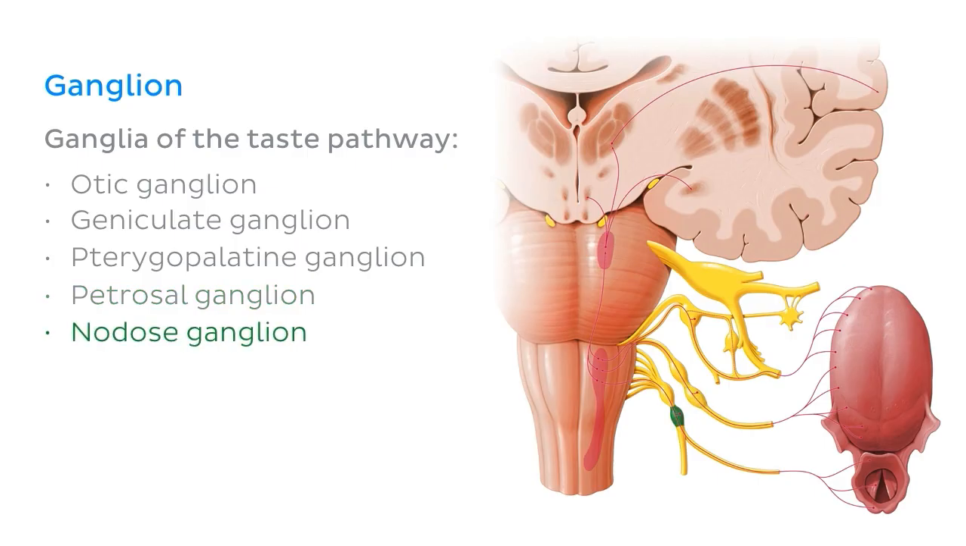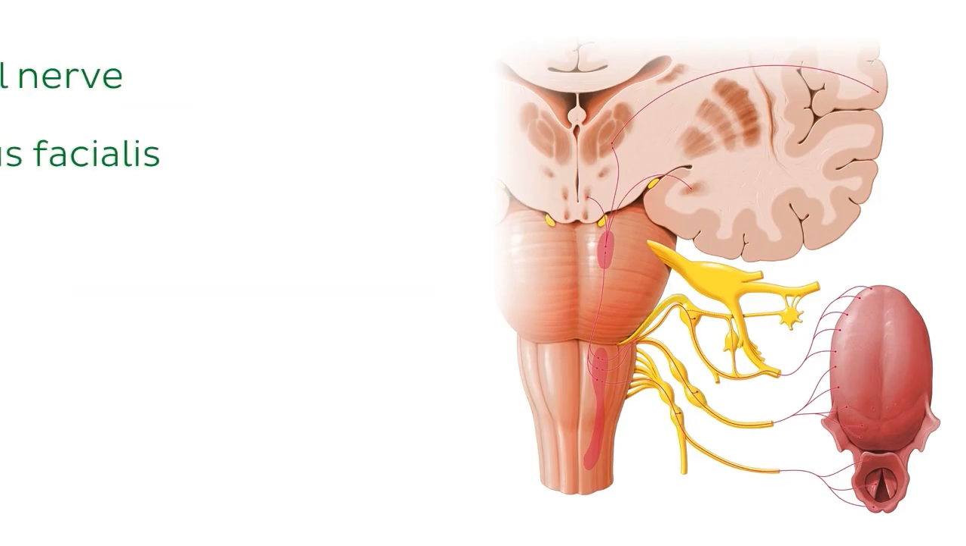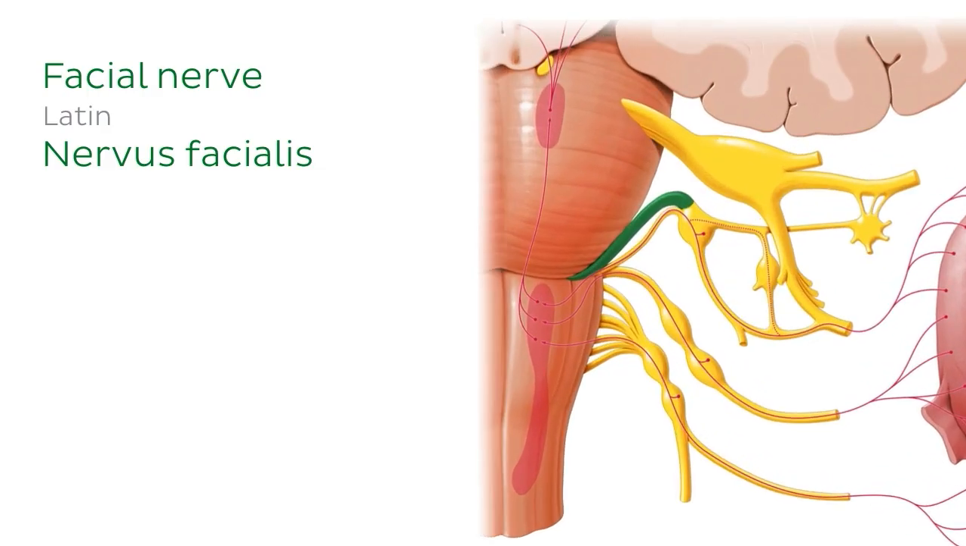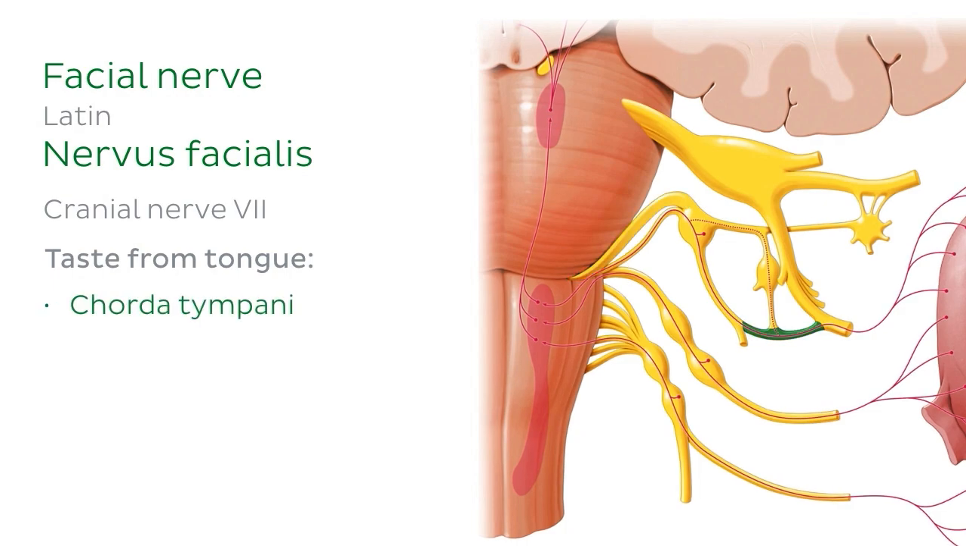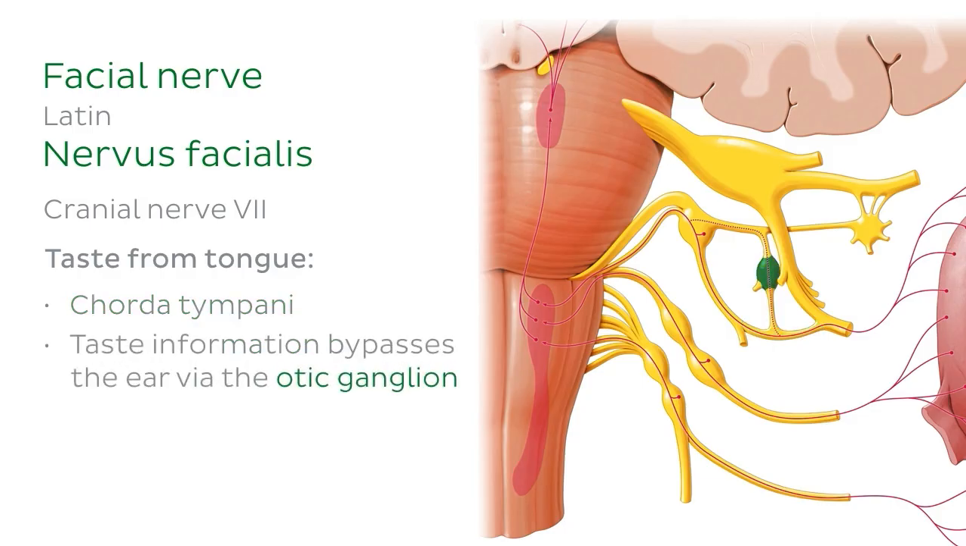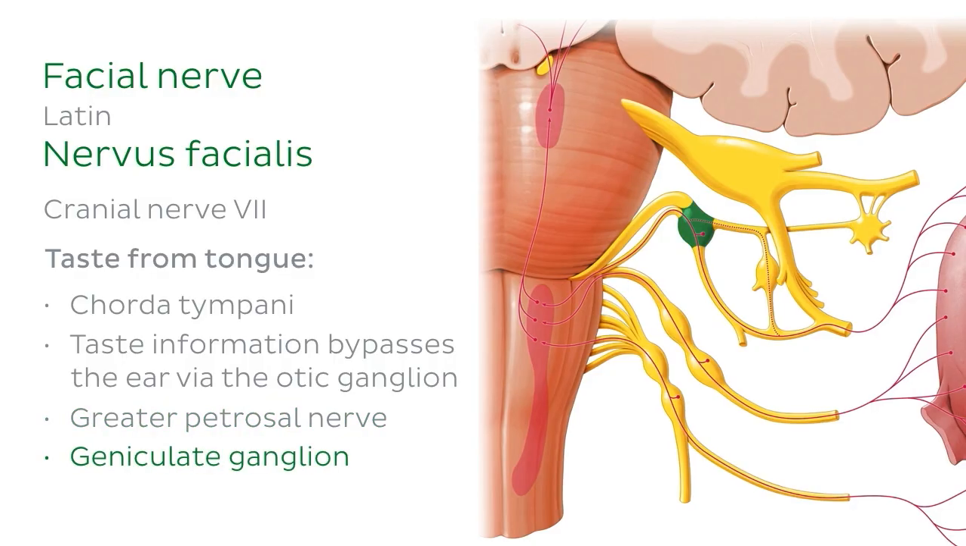So let's move on now to the nerves. The facial nerve is otherwise known as cranial nerve 7, and taste from the anterior 2/3 of the tongue is transmitted into the chorda tympani, which is a sensory branch of the facial nerve, and this nerve passes into the middle ear and crosses the tympanic membrane. A variable degree of taste information can bypass the middle ear via the otic ganglion to hitch a ride on the greater petrosal nerve, and the chorda tympani and the greater petrosal nerve converge at the geniculate ganglion.